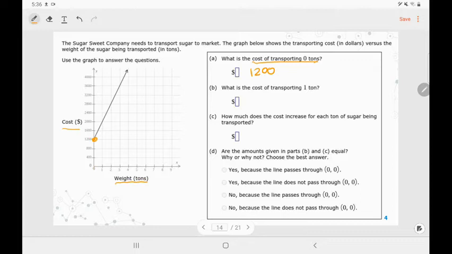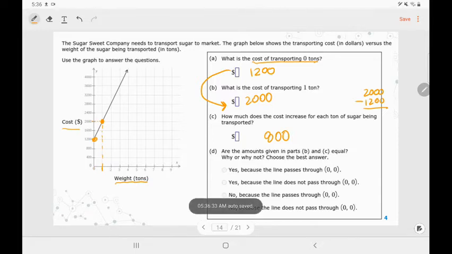What is the cost of transporting 1 ton? So here's 1 ton. Go up to my graph. My point's right here. What is that cost? $2,000. How much does the cost increase for each ton of sugar being transported? Well, to go from here to here, from 1,200 to 2,000, how much is an increase of that? Well, 2,000 minus 1,200 is 800. So the increase is $800.